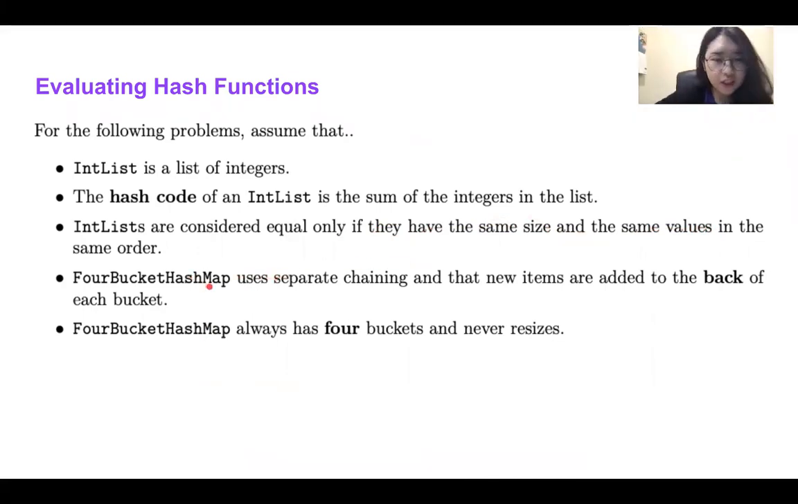So for bucket hash map uses separate chaining and new items are added to the back of each bucket. As you can see, for bucket hash map always has 4 buckets and never resizes. So these are kind of interesting assumptions that we have been given from the problem.